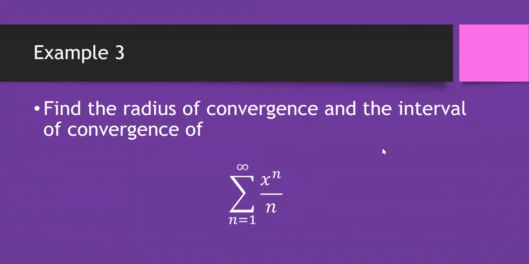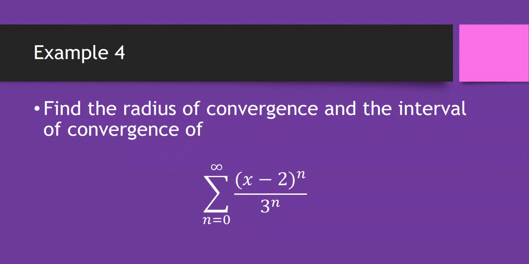So let's take a look at another one where we don't have just x to the n as our geometric piece. What if we have something like this, where we have x minus 2 to the n, but we also have a 3 to the n in the denominator. So we're going to take an infinite sum as n goes from 0 to infinity, x minus 2 to the n over 3 to the n. I want you to push pause and think through this if you can.